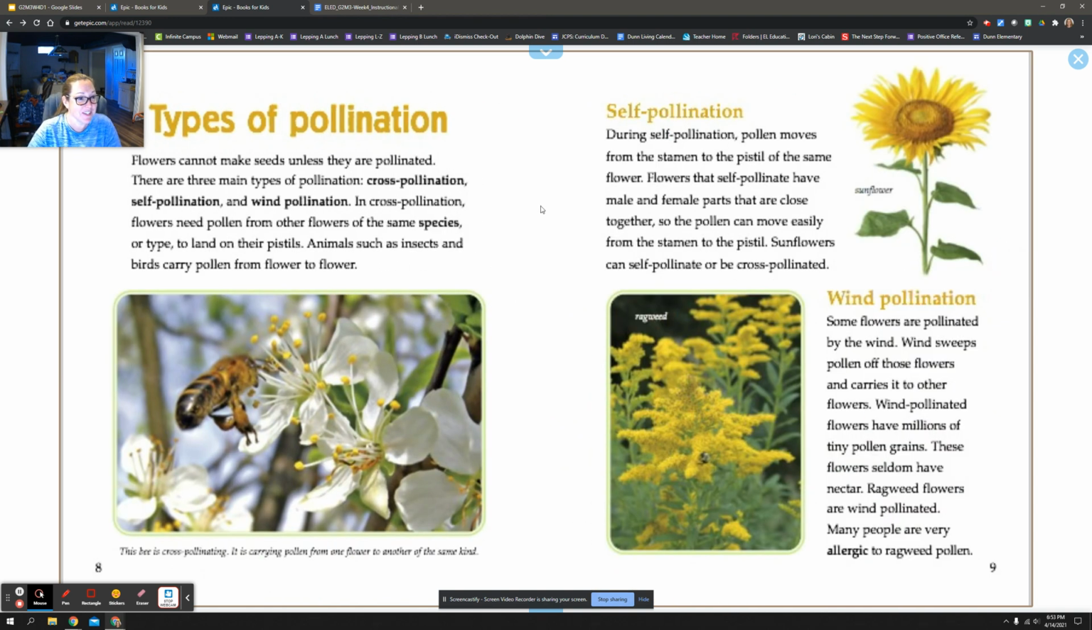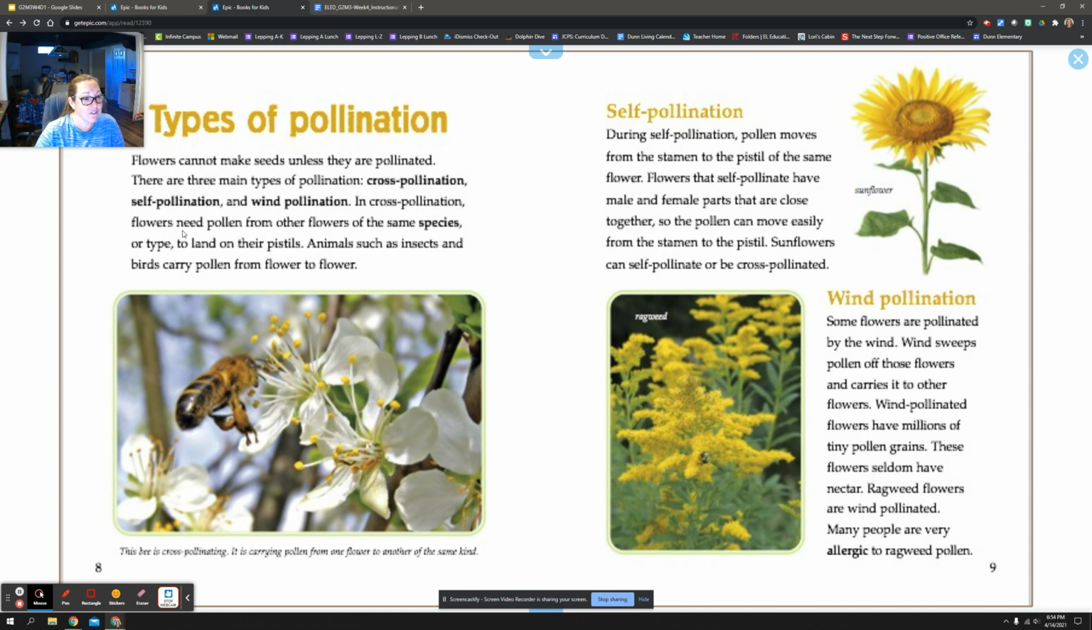Types of pollination. Flowers cannot make seeds unless they are pollinated. There are 3 main types of pollination: cross-pollination, self-pollination, and wind pollination. Those are the 3 types of pollination. That's why this heading is here, to tell us what they're about to tell us.